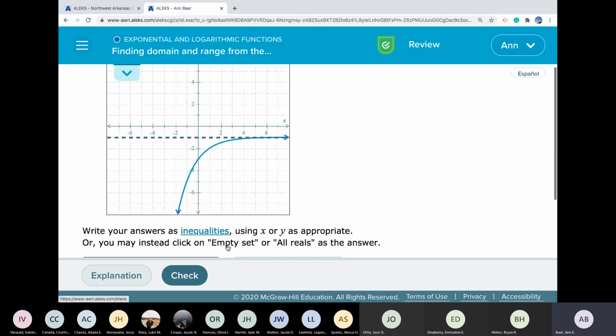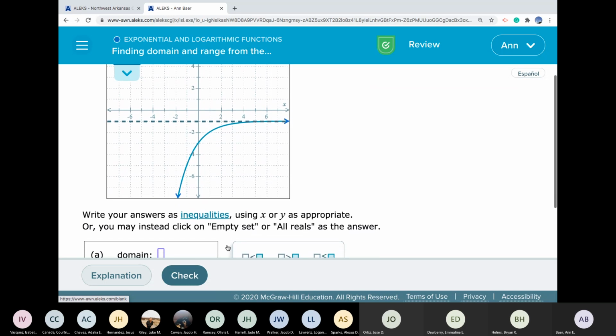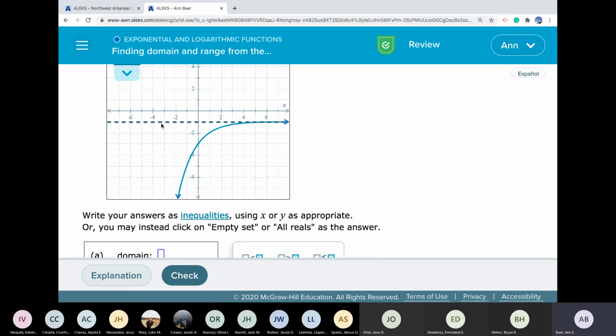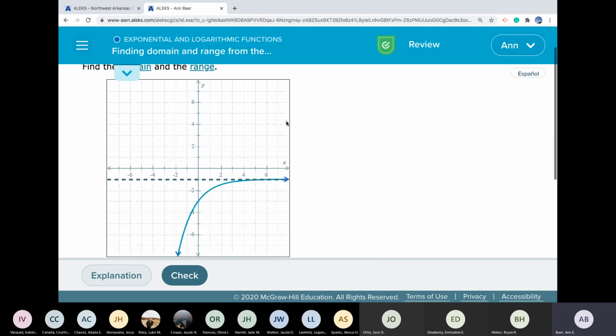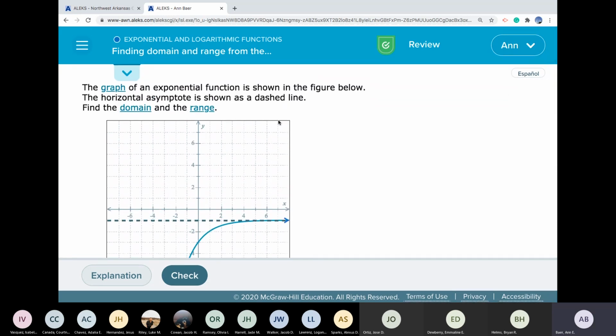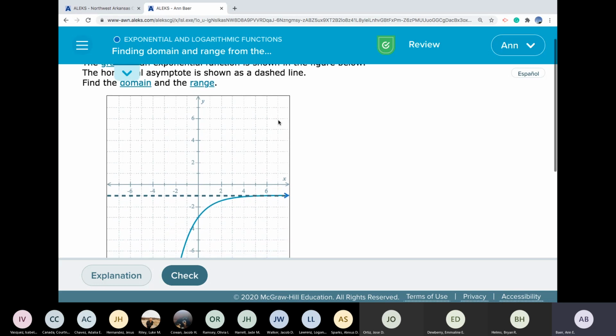And let's take a look at this one. Now the horizontal dashed line lies above it. And by the way, even though it looks like this graph intersects the horizontal dashed line, it does not. Assume it does not. The graph of an exponential function is shown in the figure below. The horizontal asymptote is shown as a dashed line. Find the domain and range.